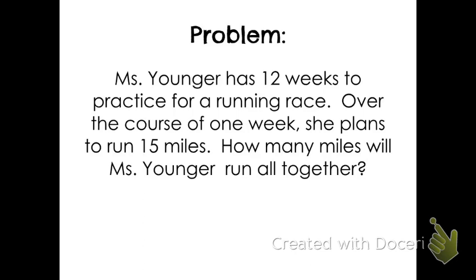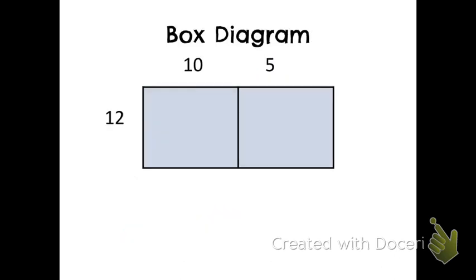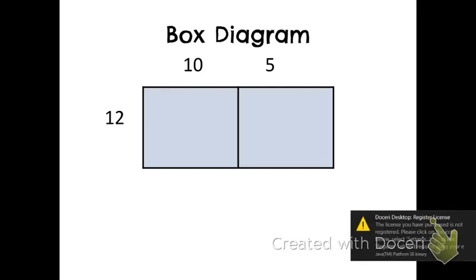Looking at what I already know when it comes to solving word problems, taking a look at my 12 weeks, if each week she's going to run 15 miles, and I'm trying to figure out how much she runs all together, I'm going to multiply 12 times 15. Today we're focusing on how we can multiply two-digit numbers by two-digit numbers using the standard algorithm. But the first thing we're going to look at is our box diagram, which we've been working on.